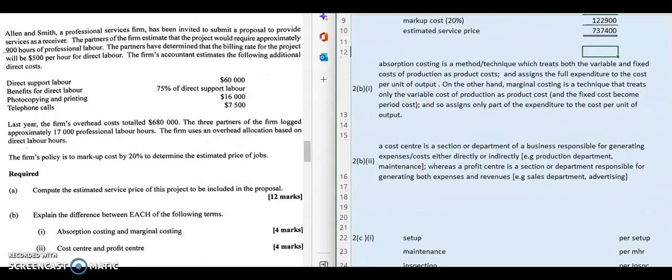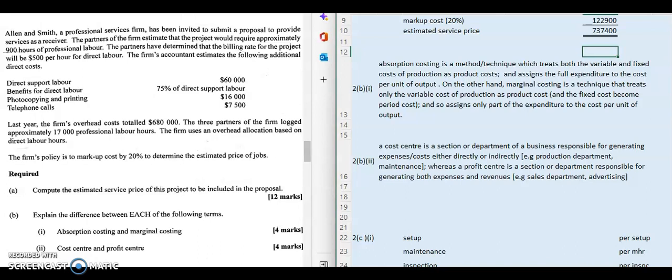So a cost center is a section or a department of a business responsible for generating expenses or costs, either directly or indirectly. So that section of your business where the costs are generated or created, that's what we call a cost center. Like your production department, for example, or your maintenance department, your computer services department, etc. Those are cost centers.